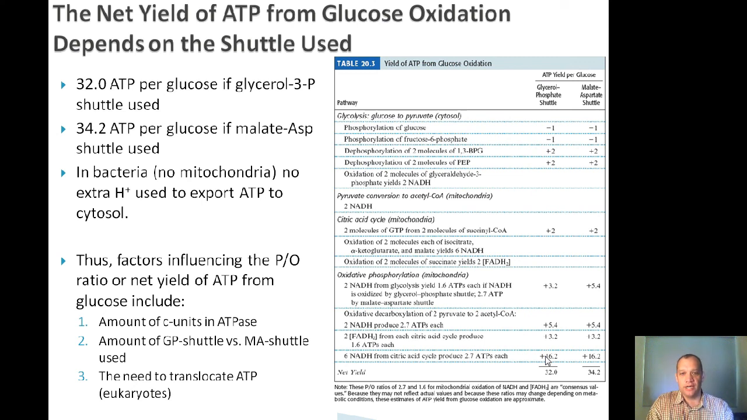Okay, so this then ends our set on oxidative phosphorylation and the electron transport chain. And in our next lecture, we are going to start talking about anabolic processes.